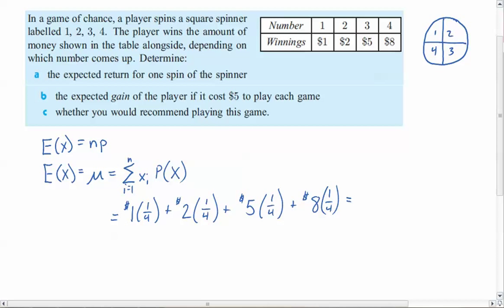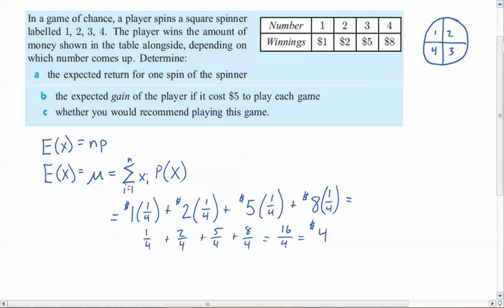So I'm going to have 1 over 4 plus 2 over 4 plus 5 over 4 plus 8 over 4. We end up getting 13, 14, 15, 16, 16 over 4, which then is $4. And so our expected gain for a specific spin is $4. That's the average, and that's for one spin.